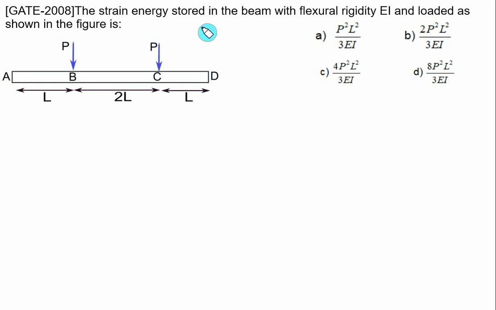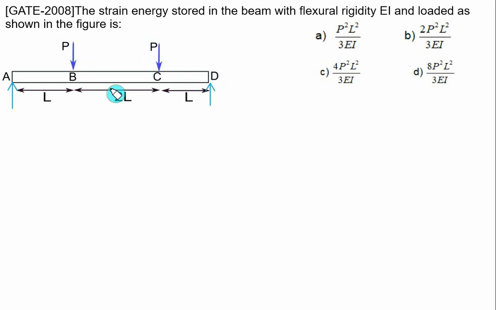The strain energy is stored in the beam with flexibility EI and loaded as shown in the figure here. Total length is equal to L plus 2L plus L, that equals 4L. One point load is acting at point B, which is L meter from the left support. One point load is acting at point C, which is L meter from D.